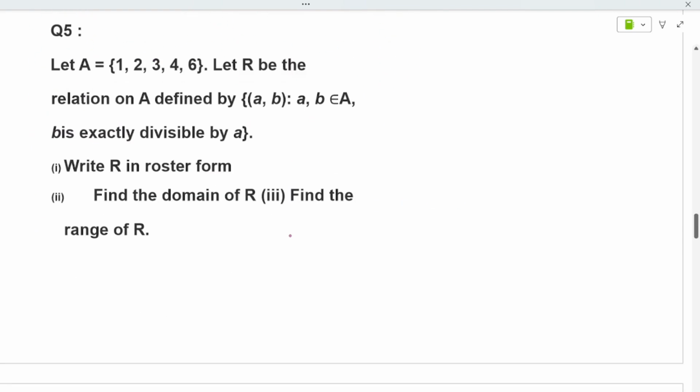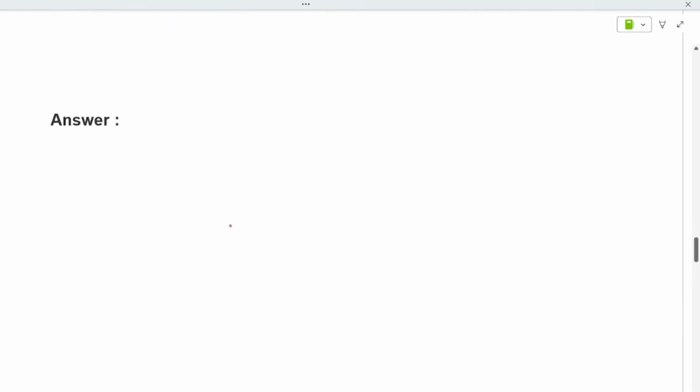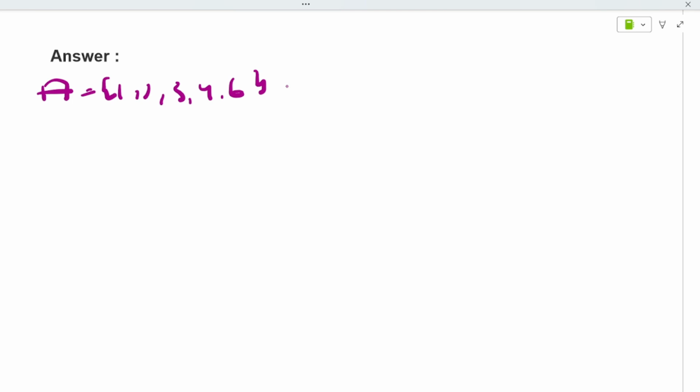Let's see the next, fifth question. They have given A = {1, 2, 3, 4, 6}. Let R be the relation on A defined by (a, b) belongs to A, b is exactly divisible by a. Write it in roster form and find the domain and range. Now they have given A = {1, 2, 3, 4, 6}. If we write the relation, they have said b is exactly divisible by a.